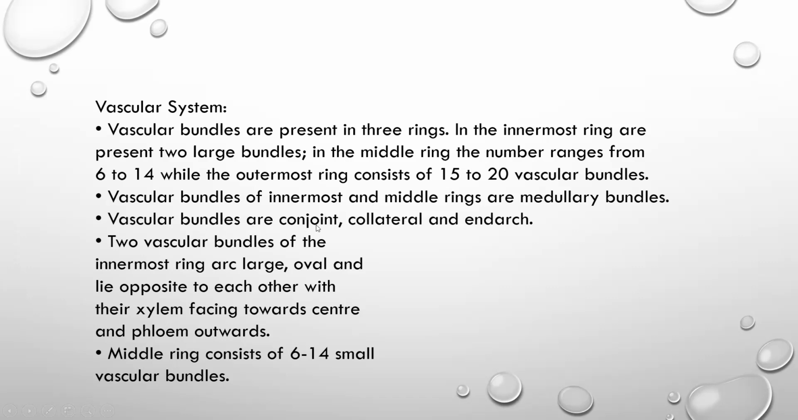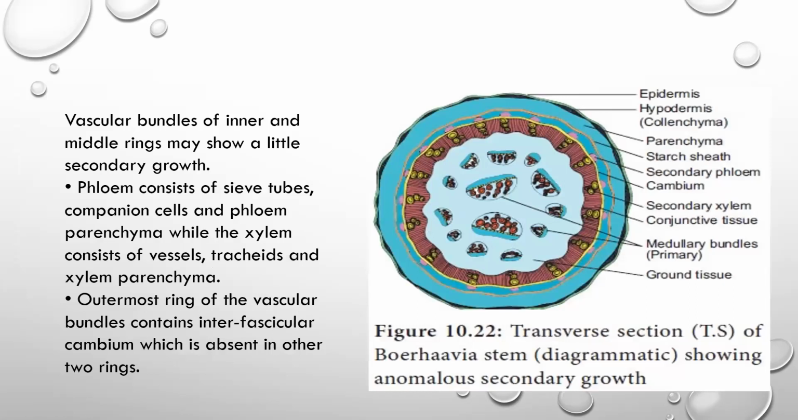Vascular bundles are generally conjoined, collateral, and endarch. That is, protoxylem towards the inner side and metaxylem towards the outside, the endarch condition. The 2 vascular bundles of the innermost ring are large, oval, and lie opposite to each other, with their xylem facing towards the center and phloem towards the outer side. The middle ring consists of 6 to 14 small vascular bundles. So these are the inner vascular bundles, and these are the middle vascular bundles.